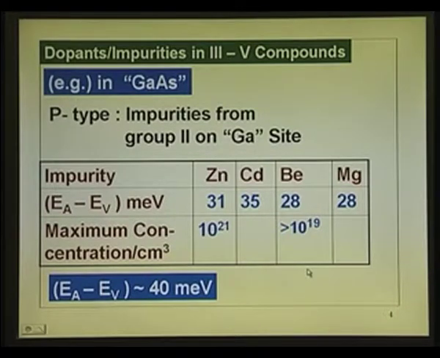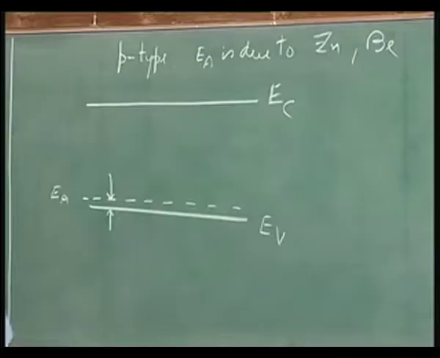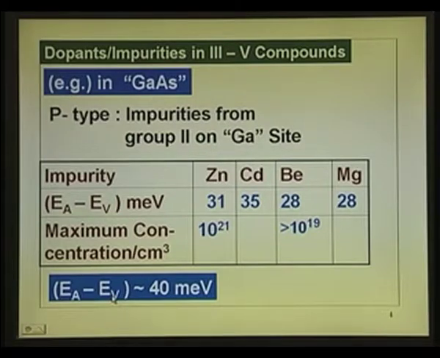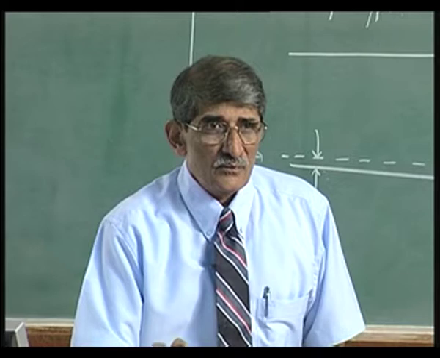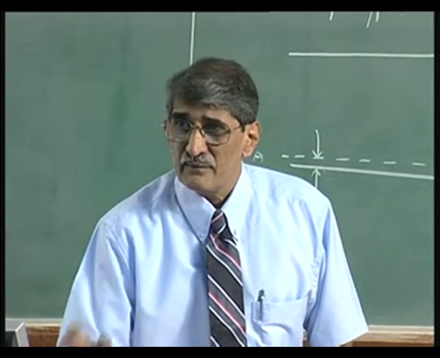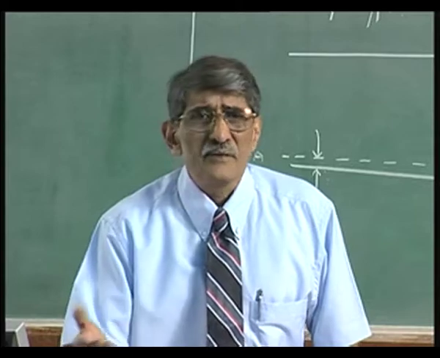In fact, if you open up literature, the most popular p type dopant in gallium arsenide, indium phosphide is zinc. Zinc doped gallium arsenide. Okay. You can adjust the doping concentration. Now, on an average, that energy difference is about 40 milli electron volts, which is almost similar to that of silicon. Silicon also, if you introduce boron, which is a third group element, silicon is fourth group. So, one less electron in boron, it introduces a level at about 40 to 50 milli electron volts.